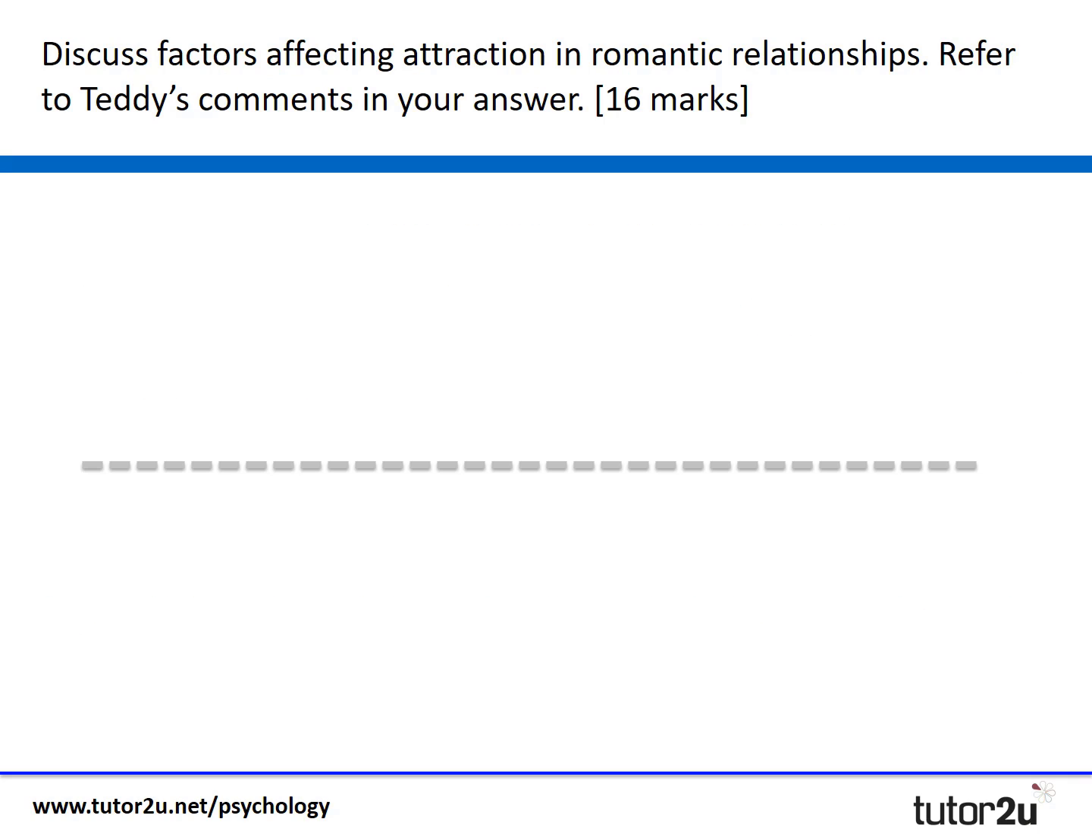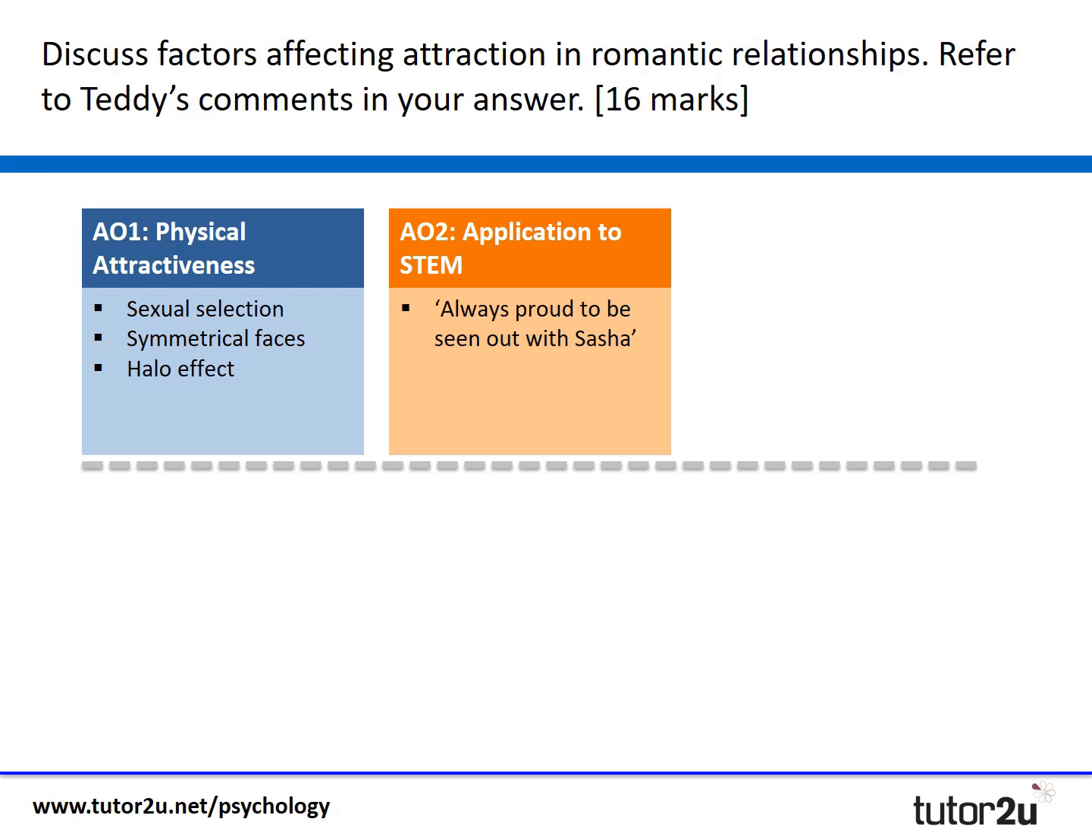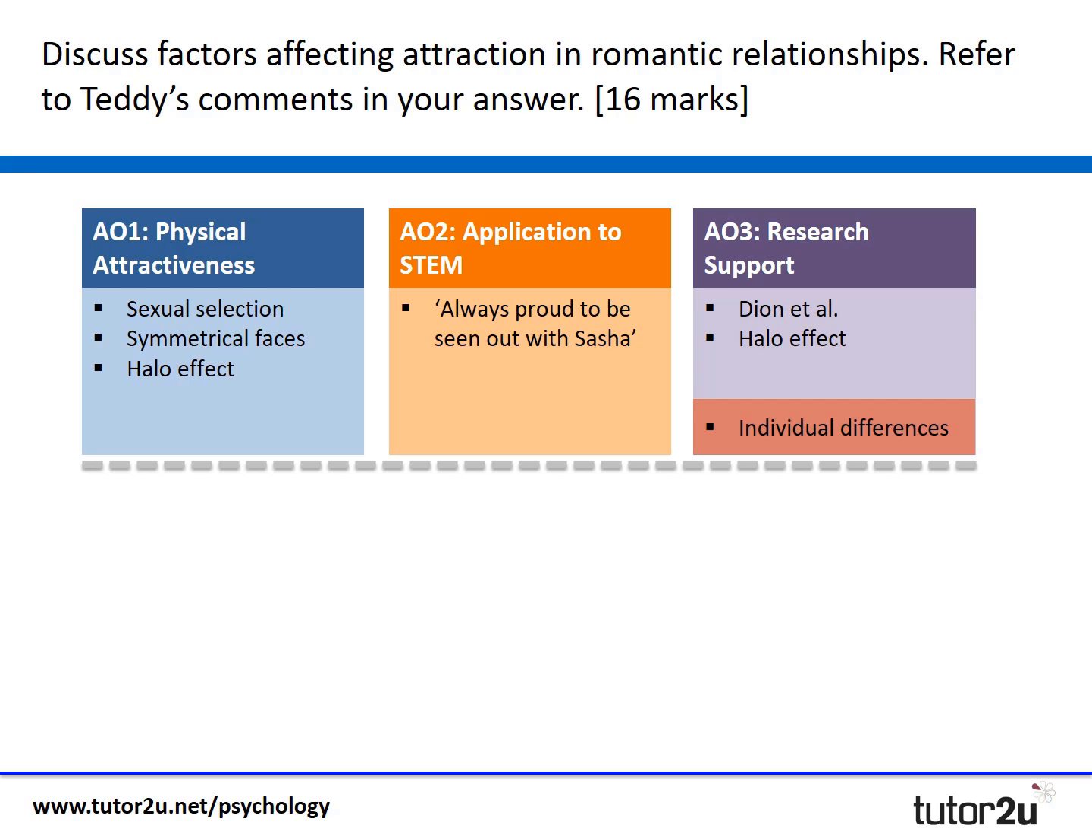As always, let's look at how we might structure it. I might make a point in this particular case and explain what we mean by physical attractiveness, the idea of sexual selection and the halo effect. I'd then apply it to the extract and mention in particular the bit where he says he's always proud to be seen out with Sasha, and link that to physical attractiveness. I would then draw on my research support, probably a study by Dion looking at the halo effect, and I might even extend that evaluation by talking about key individual differences that apply in this area. That would be the first half of my essay.